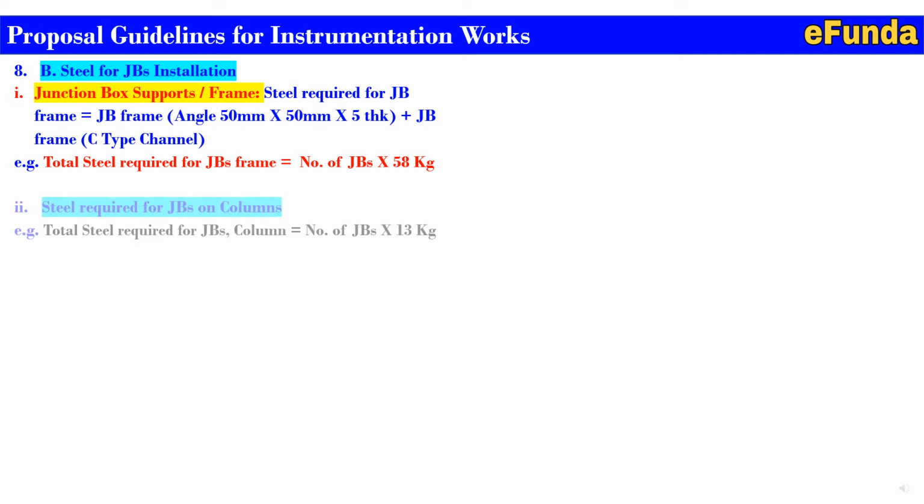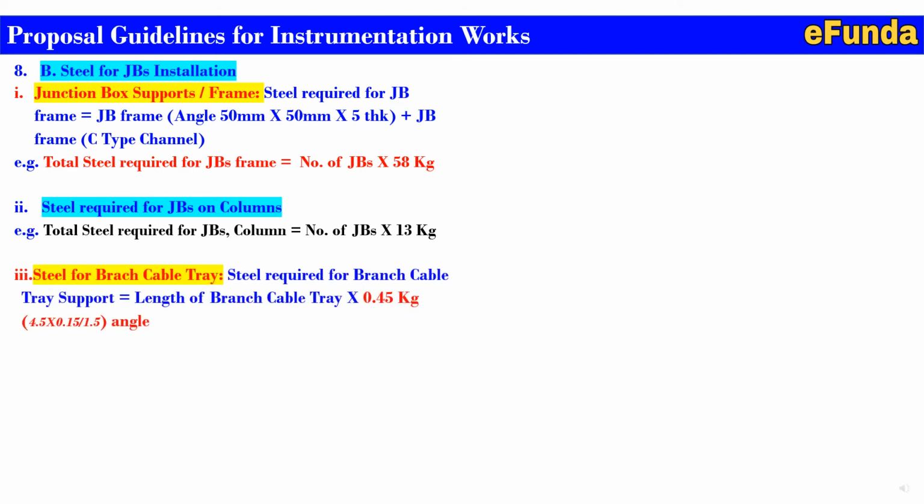Second point, steel required for JB on columns. The total steel required for JB on column is the number of JBs into 13 kg. Third point, steel for branch cable tray. Steel required for branch cable tray, that is the tray support, is equal to the length of the branch cable tray into 0.5 kg. How has that 0.5 kg come? 4.5 into 0.15 divided by 1.5, that is a support for which we have considered the angle. That is how it has been calculated.